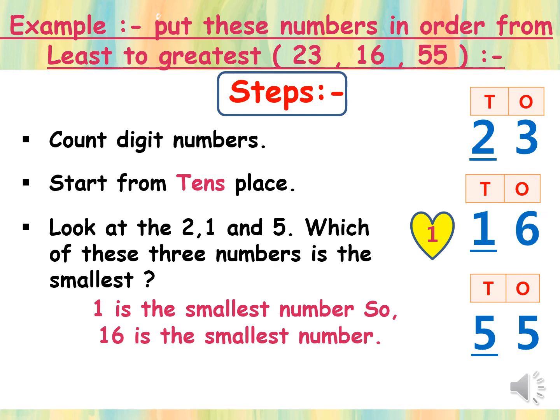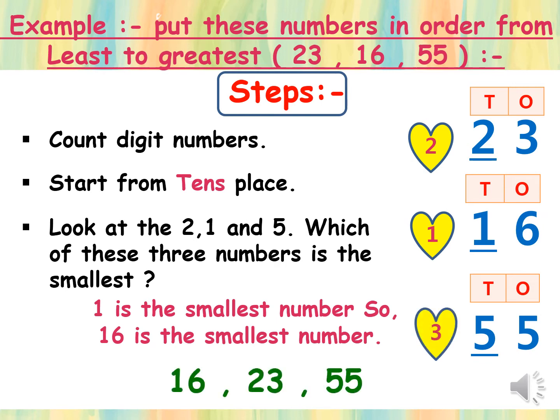Okay, then which number here is the smallest? Look at the tens place again. We have here 2 and we have here 5. Which number is the smallest? Yes, 2 is the smallest number. So 23 is the next smallest number. So the last number will be 55. So my order will be 16, 23, then 55.